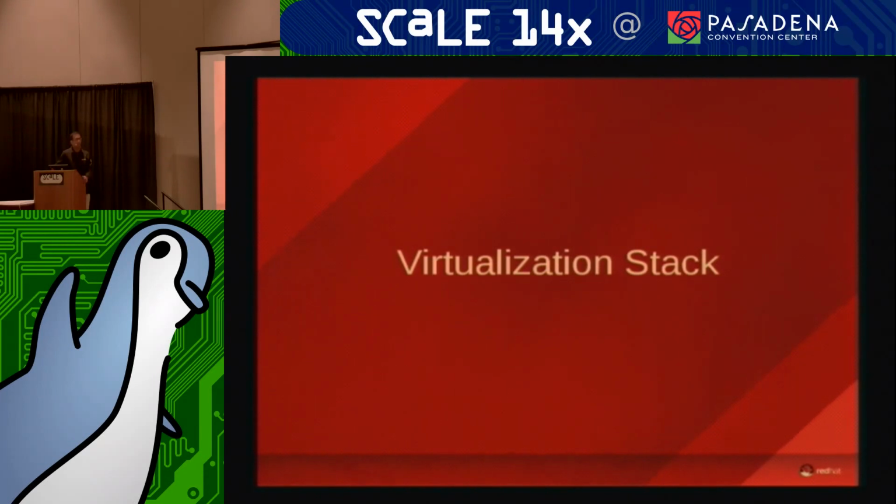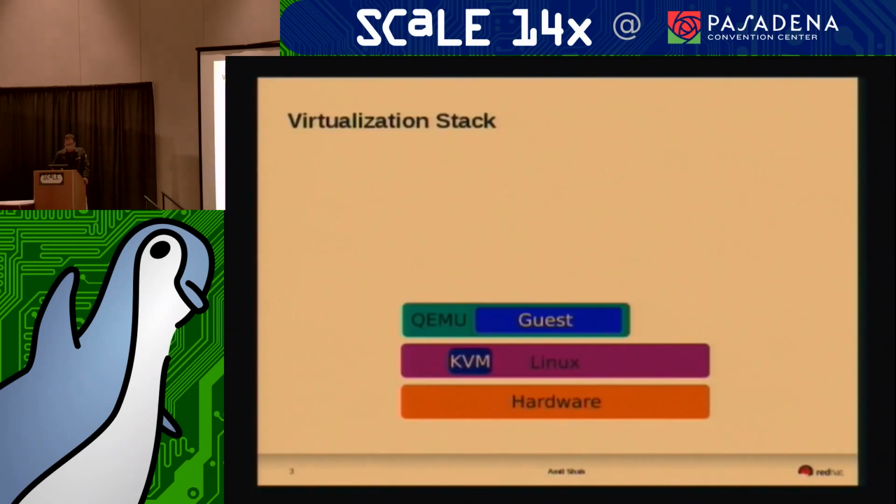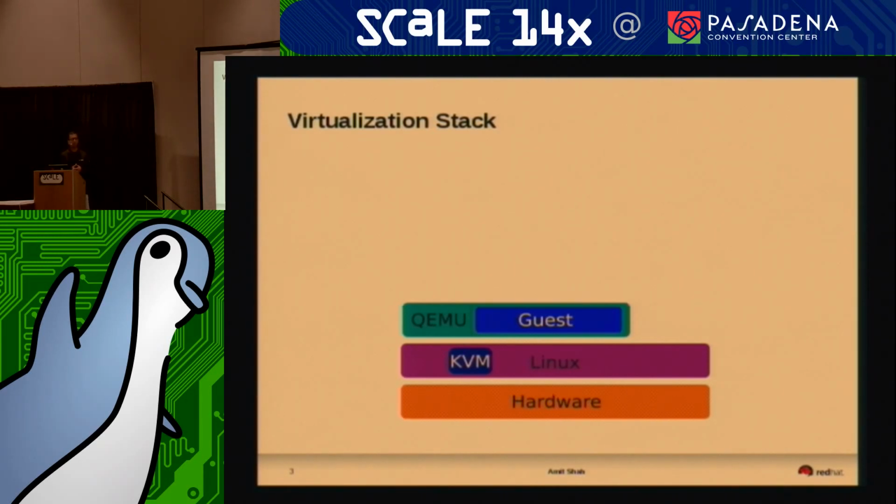Let's start with the virtualization stack. At the lowest level, we have the hardware on which the Linux kernel runs. The Linux kernel houses the KVM module, which drives the virtualization. The virtualization is of the hardware, using all the enhancements that were made recently to the x86 processors.